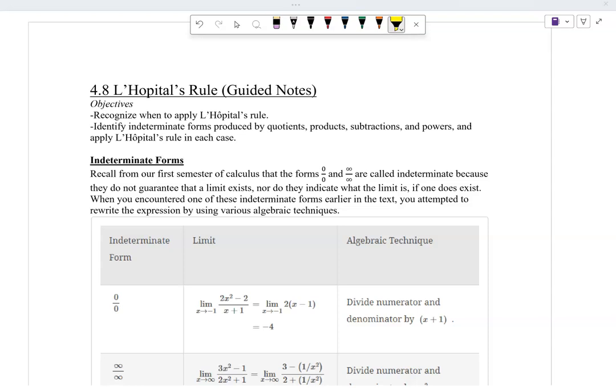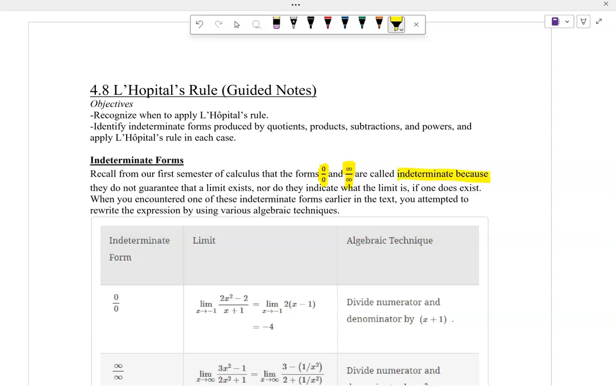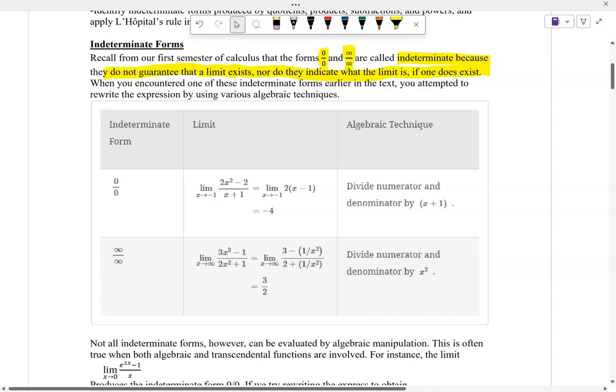And if you remember from your first semester of calculus, anytime you run some limits and you get like 0 over 0 or infinity over infinity, these are indeterminate, right? Which tells us that it does not guarantee a limit exists, if one exists, or what the limit is. And so what we did in those situations, like here's a couple.